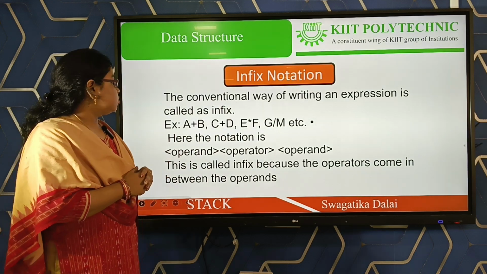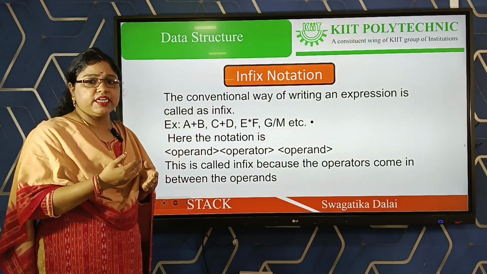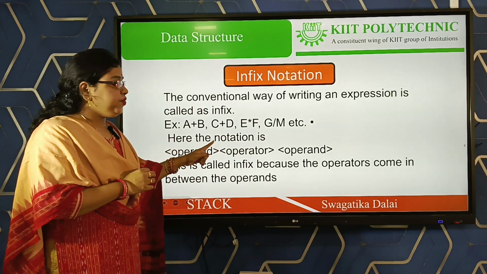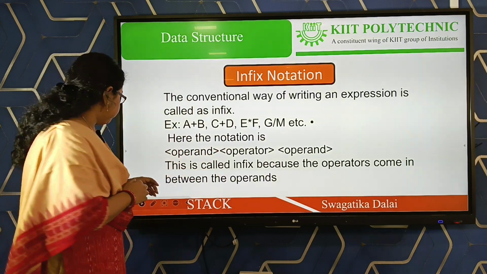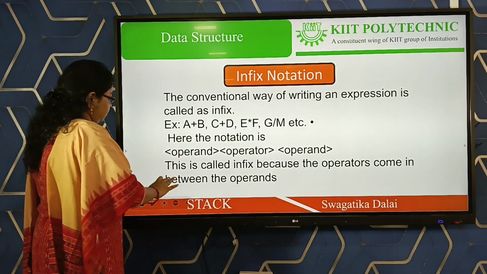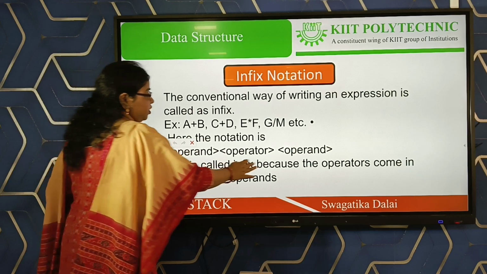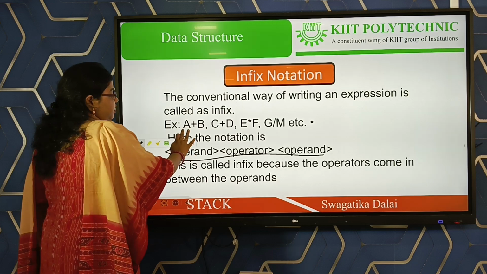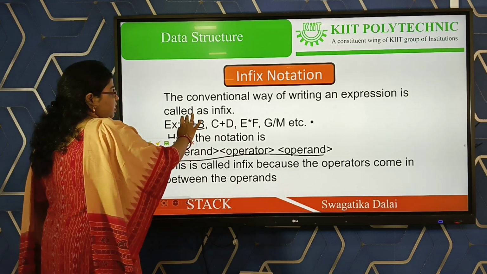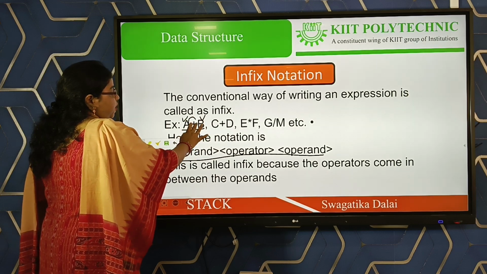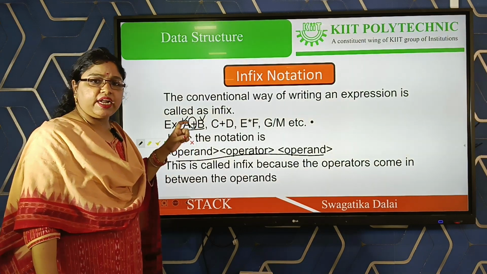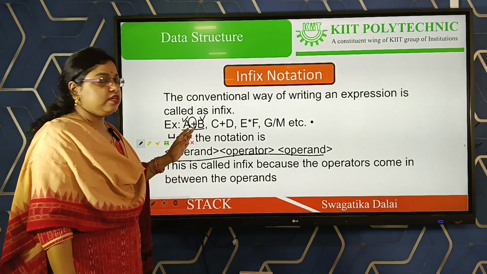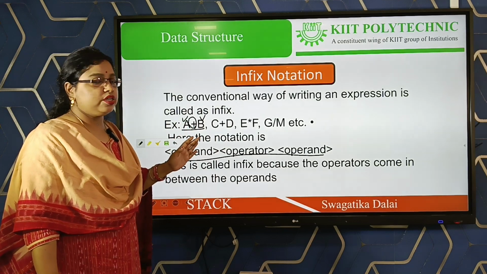The first one is infix notation. The conventional way of writing any expression is known as infix notation. In this notation, the operator lies in between the operands. As you can see here, the operator lies in between the 2 operands. For example, A plus B. Here A is an operand, B is an operand, and plus is the operator. Generally we usually write in this manner, and this is called infix because the operator comes in between the operands. That's why this is known as infix notation.